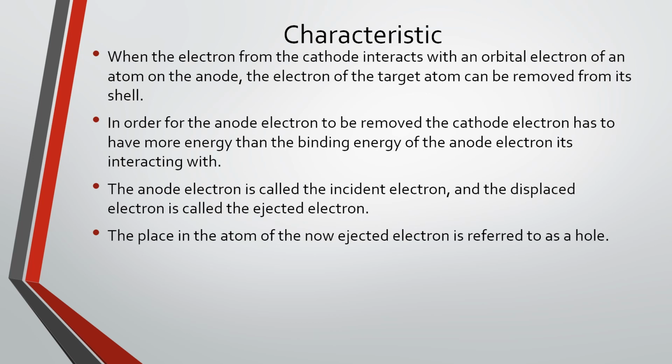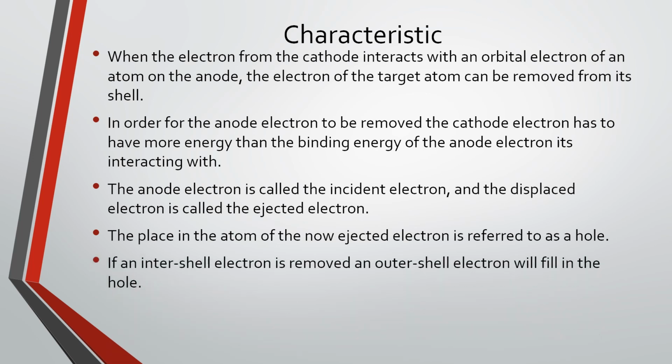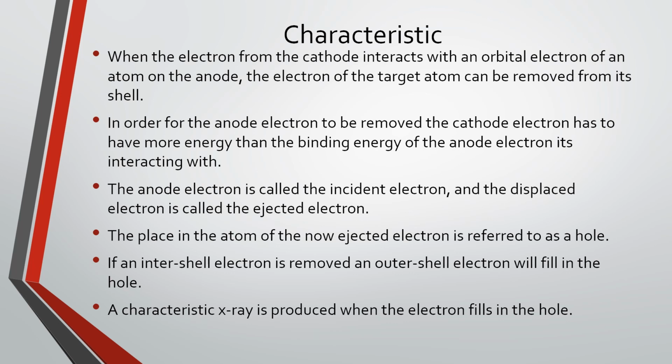So the electron from the atom of the target on the anode has now been taken off, so there's a space. This is referred to as a hole. If an inner shell electron is removed, an outer shell electron will fill in the hole, and if an outer shell electron is removed, free-floating electrons will fill the hole. A characteristic X-ray is produced when the electron hole is filled in. So a characteristic X-ray is only produced when an electron fills in the hole that was created.